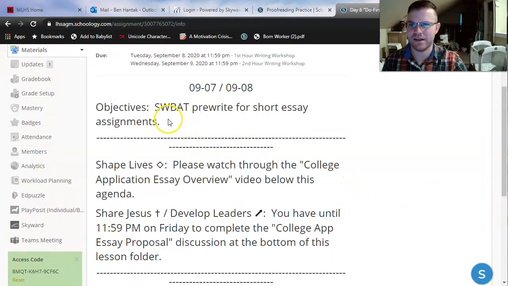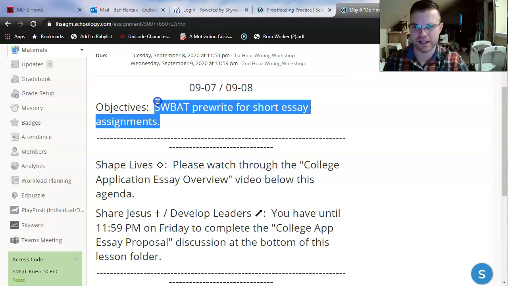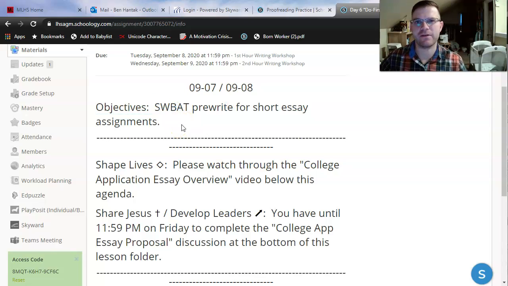So the objective today, there's only one. It should say objective, not objectives. My bad. Students will be able to pre-write for short essay assignments. So as a reminder, the writing process is 4 steps. It's pre-writing, drafting, editing, publishing. And in the rest of our class, we have 4 major essay assignments. The college application essay, our research paper, our analysis paper, and our final project, which is a resume and cover letter. Each of those lines up with each stage of the writing process.